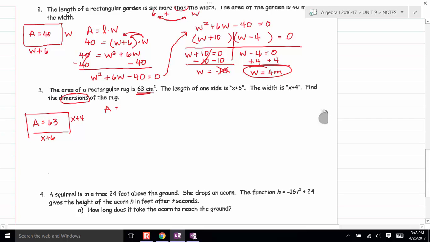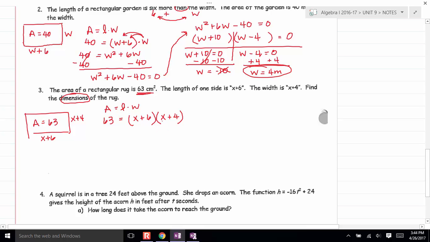So we know the area is equal to length times width. Replace your area, or capital A, with 63. Replace your length with x plus 6. And replace your width with x plus 4.